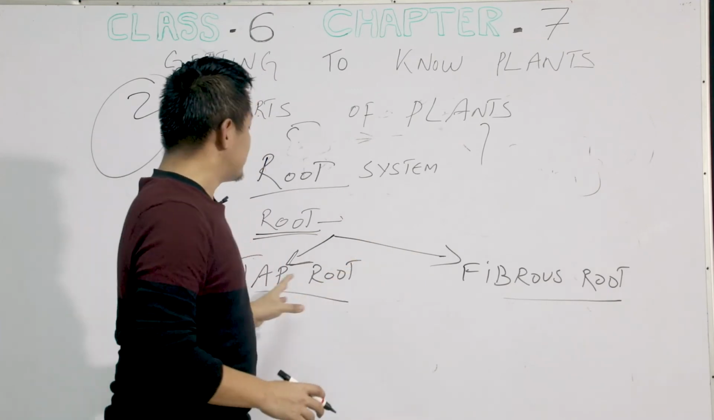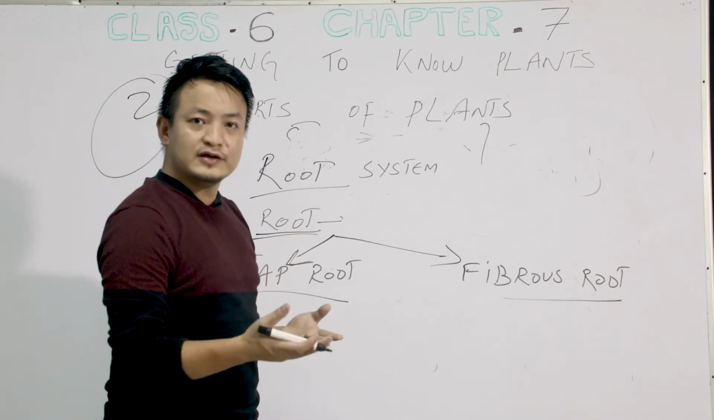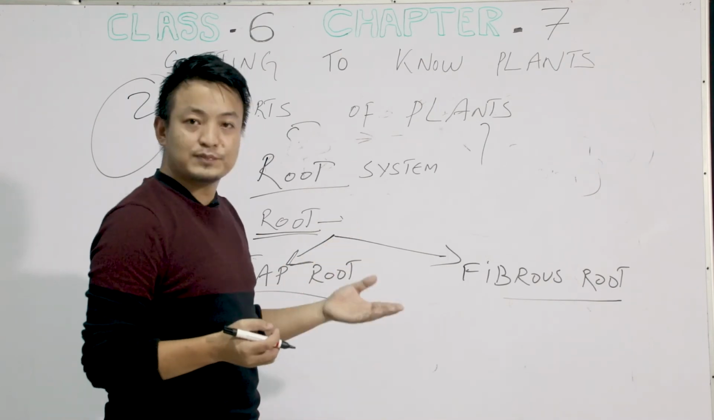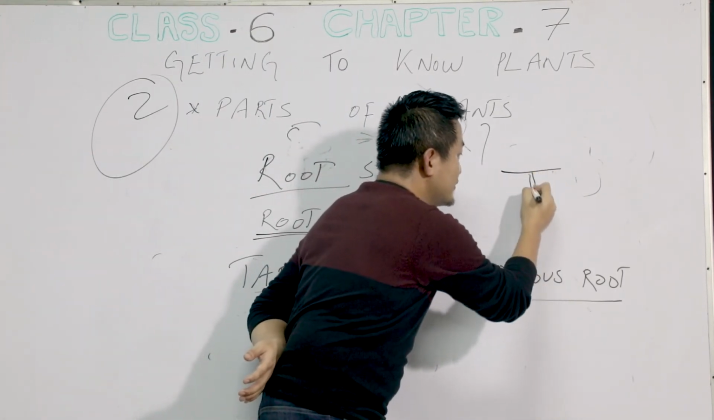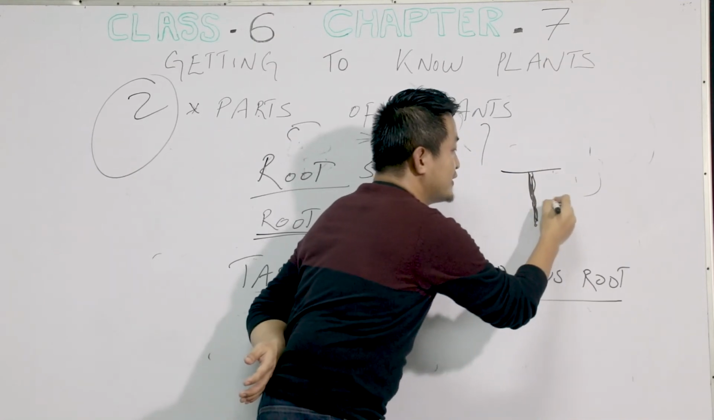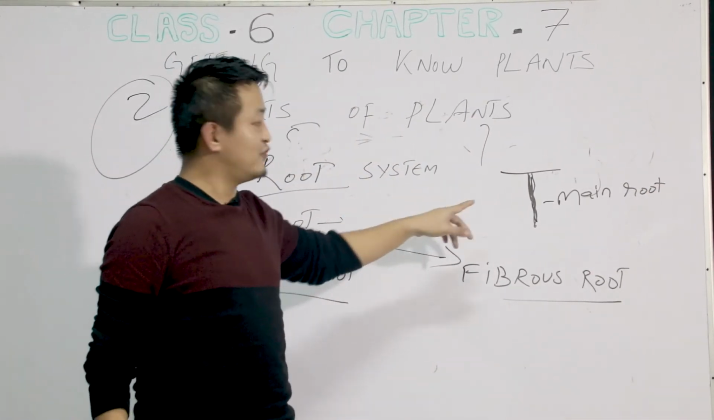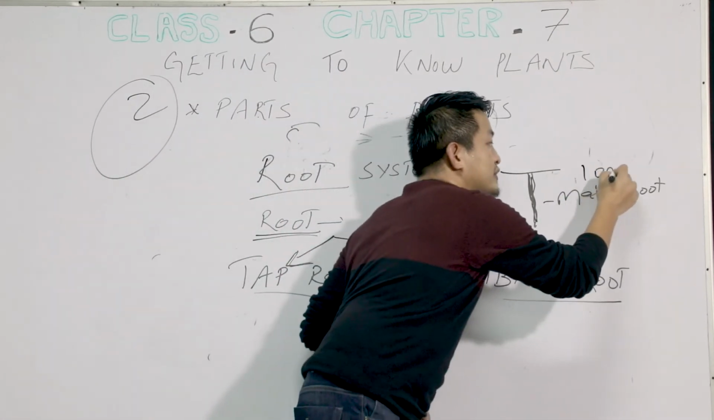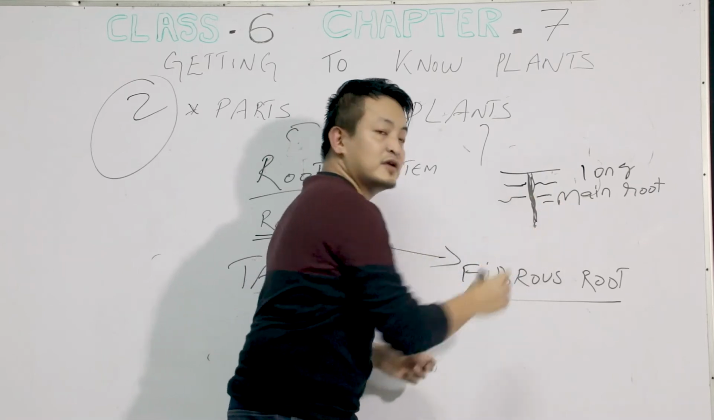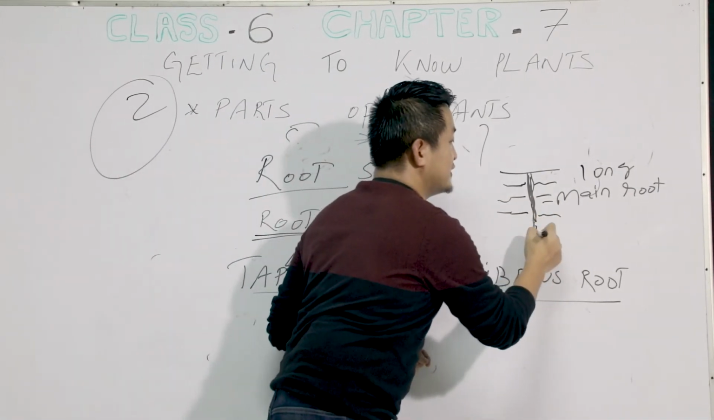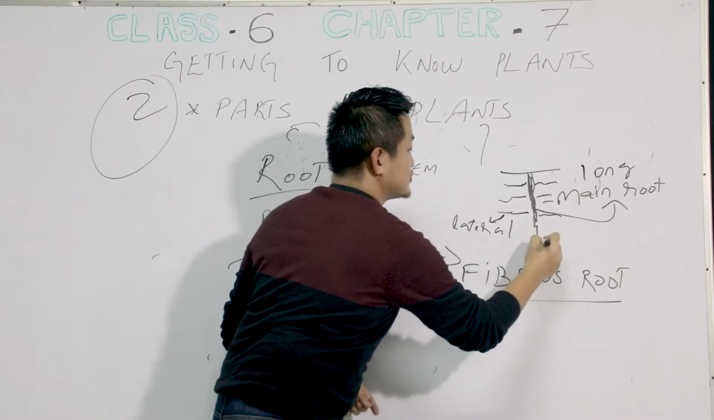Now, I'll show you an example. Taproot, you can take the example of herbs, like the coriander leaf or the tulsi plant. All these are examples of herbs. If you look at their root, you'll have one main root, and that will be long. From the side, it will develop a lateral root. Small roots will develop from the main root. So this is the long main root, and this one is the lateral root.